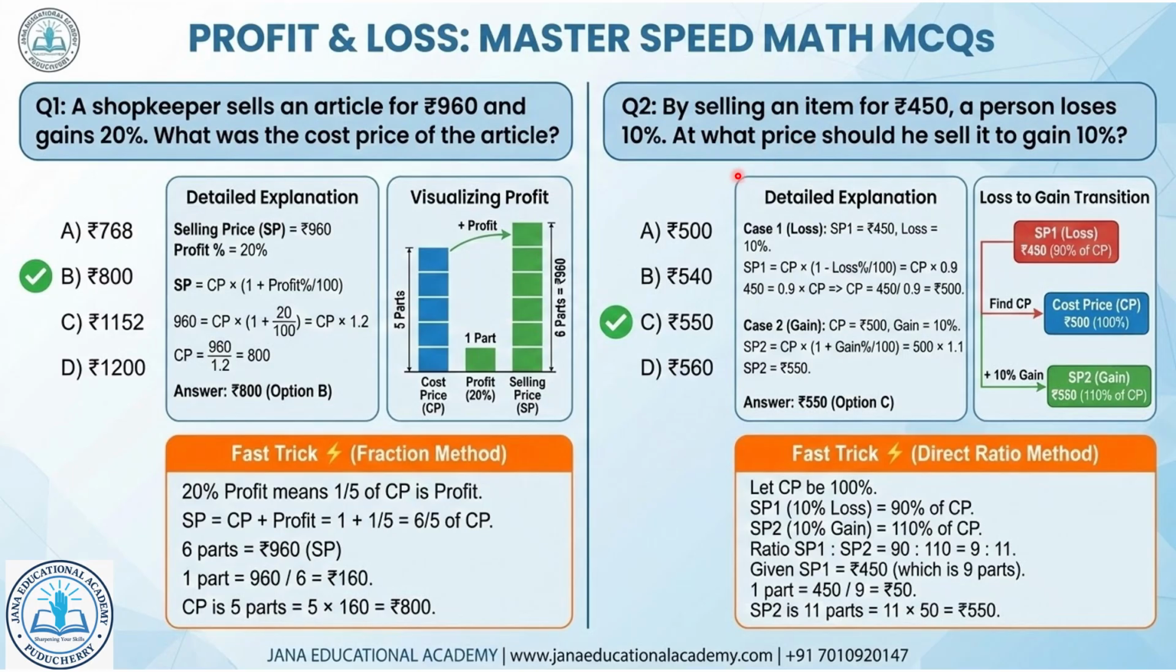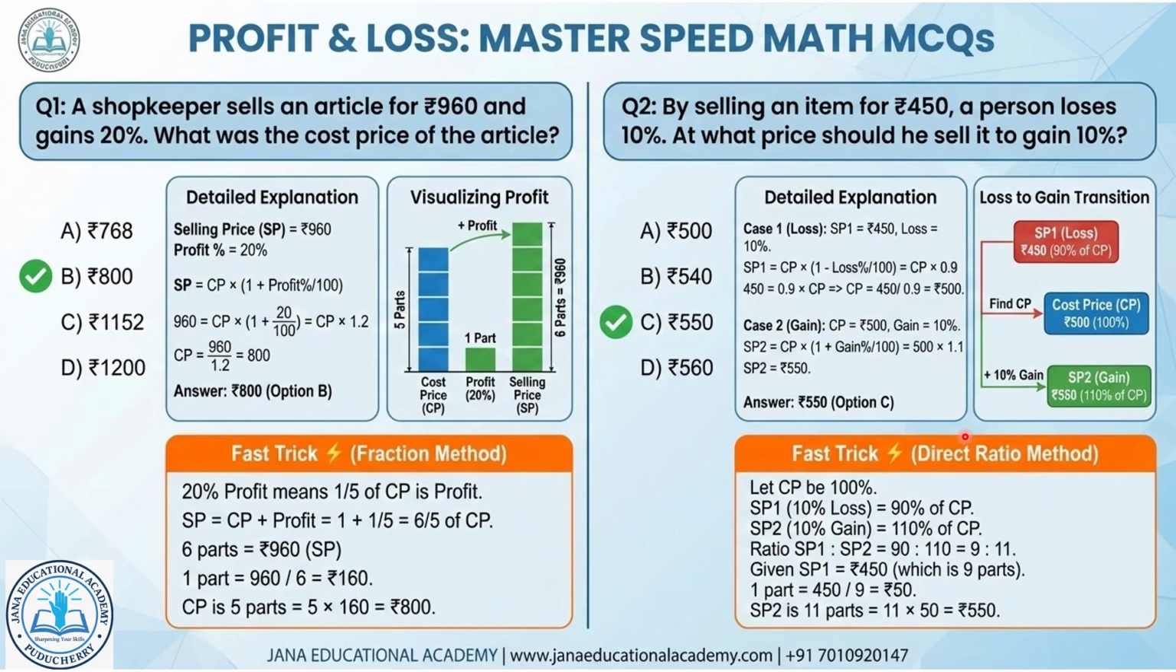So at what percentage should it be increased to gain 10%? Okay. You see the first one, loss. The loss is nothing but 90 percent of the cost price, because the book value is 100. So 90% of the cost price is nothing but 10% loss. So 450, right? So the cost price is 500. So the 10% loss means 450.